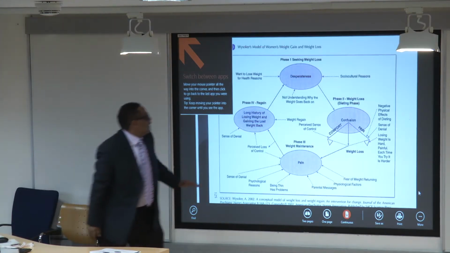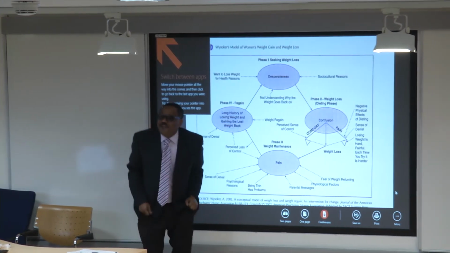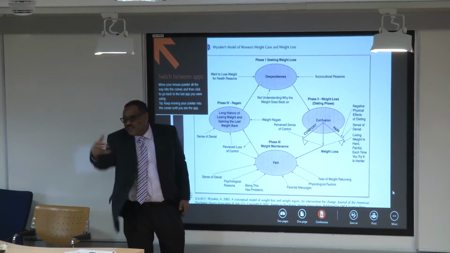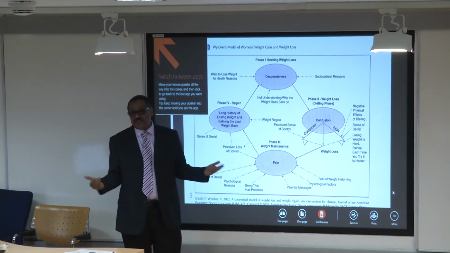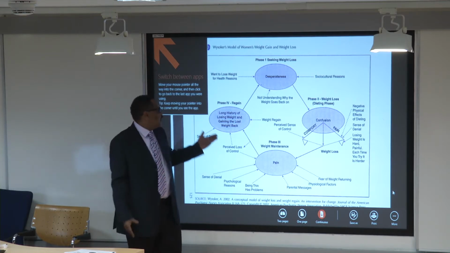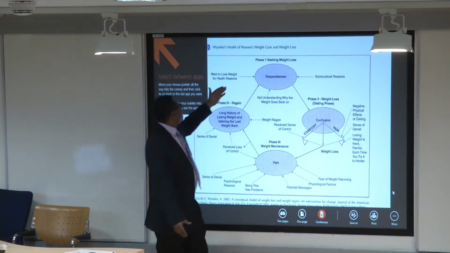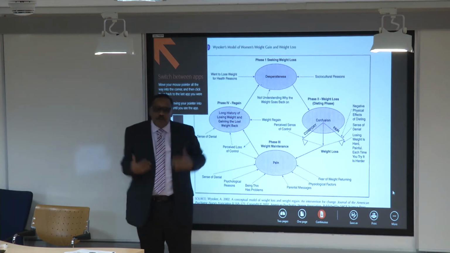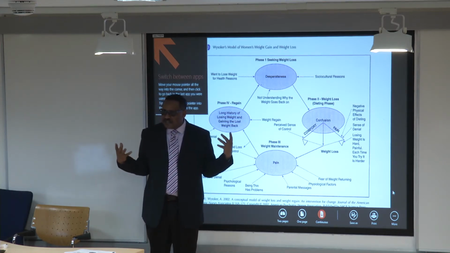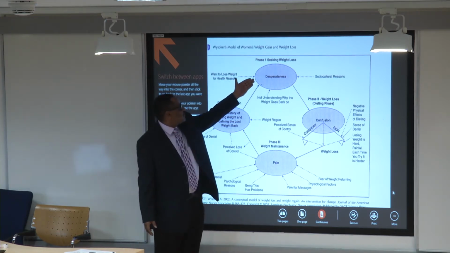See, this is about phase one. Desperateness. It's like, I'm fat, how am I going to do it? I'm thinking about food. Especially when you talk about women, it's like there is more than that. There is a sociocultural reason. There is wanting to lose weight for health reasons. But I also want to keep my shape. So this is the first phase, seeking weight loss.